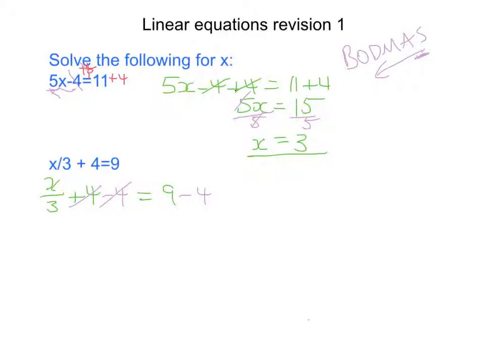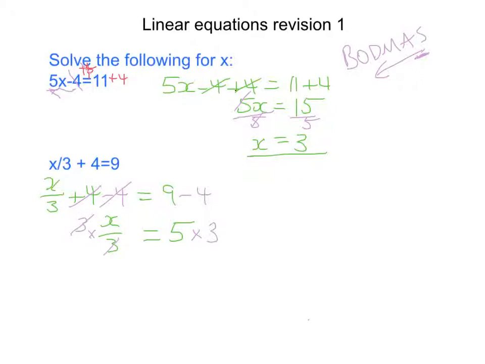Our take away 4 and plus 4 will cancel each other out to leave you with 0. That will then mean that we have x over 3 only on the left hand side equal to 9 take away 4 is 5 on the right hand side. And then for the next step, we've got x divided by 3. The opposite of divide by 3 is times by 3. We multiply by 3 at the top, and we multiply by 3 over here. On the left hand side, our 3s will cancel down.